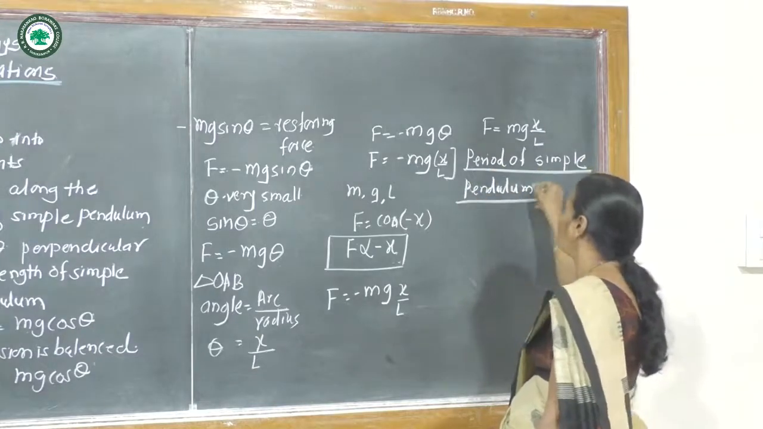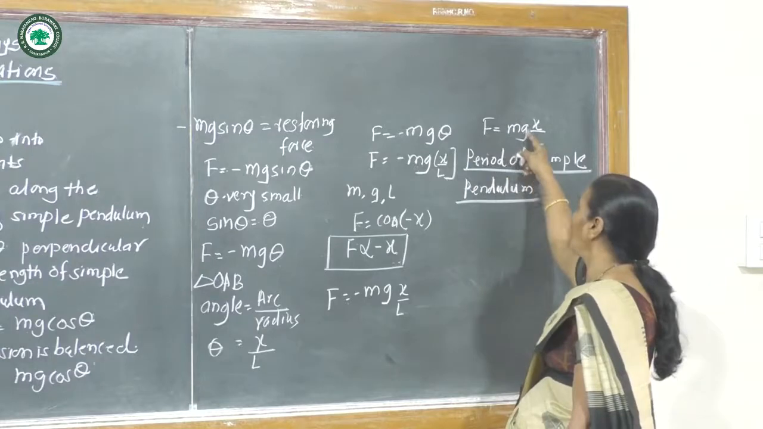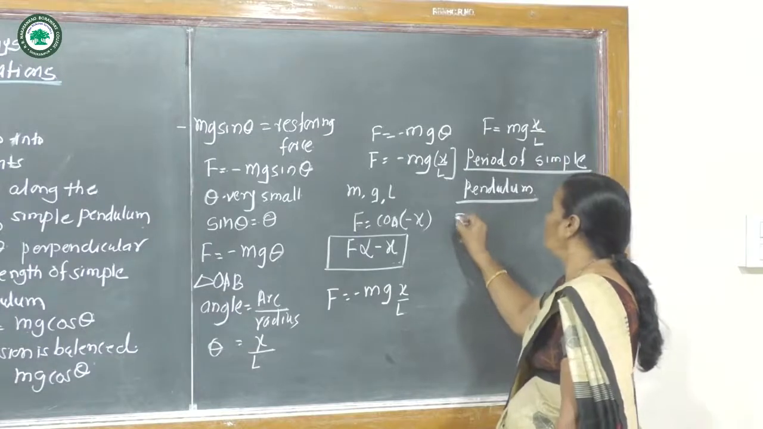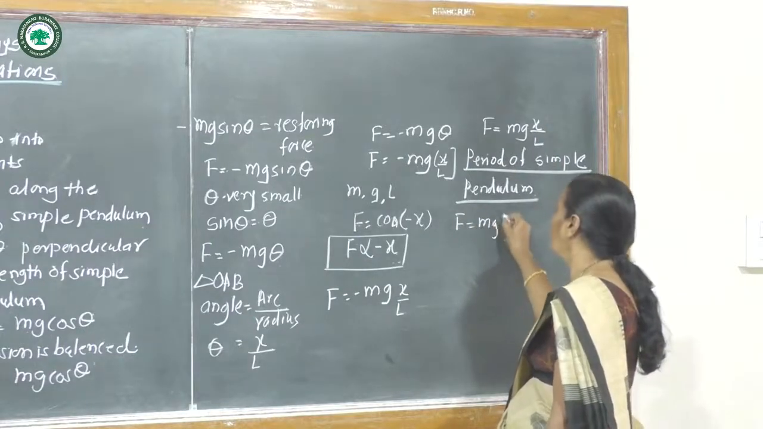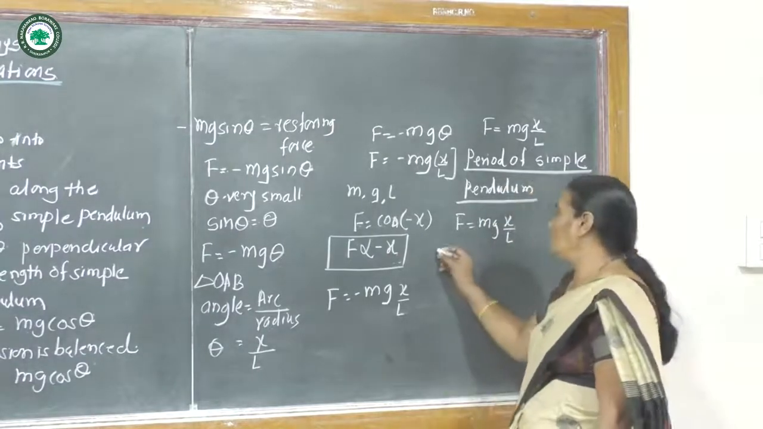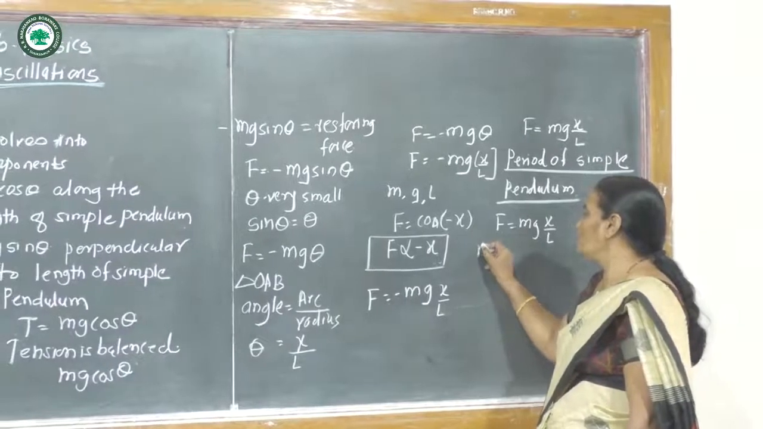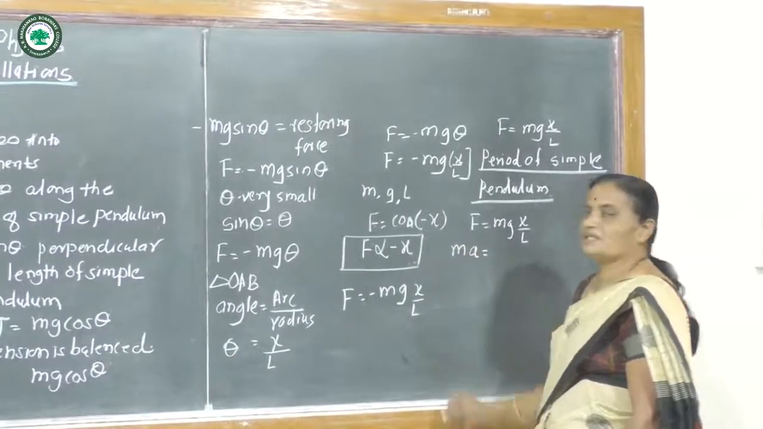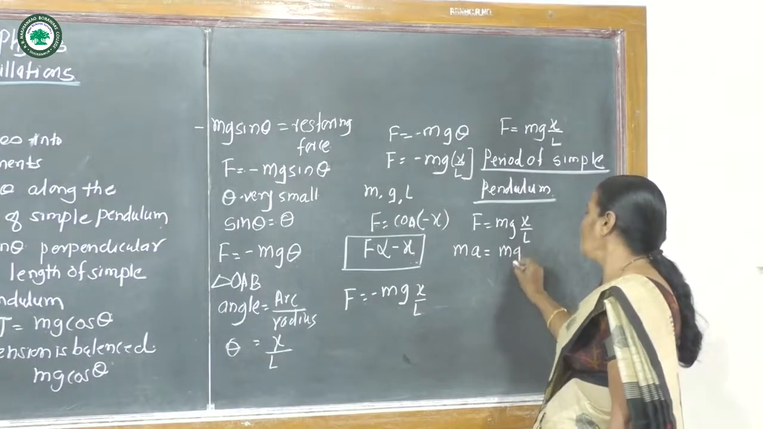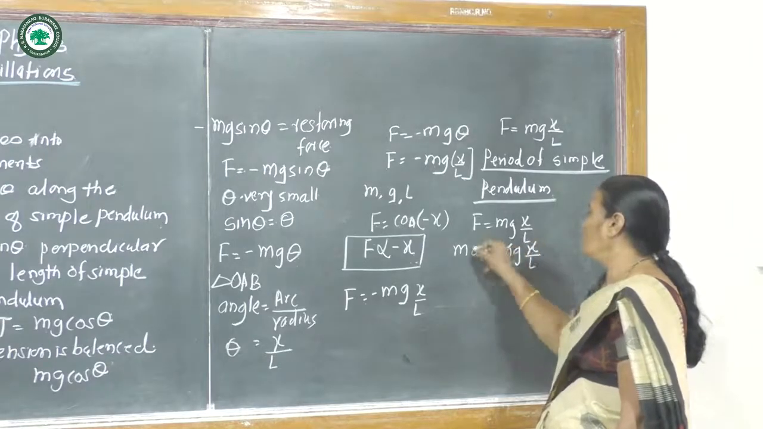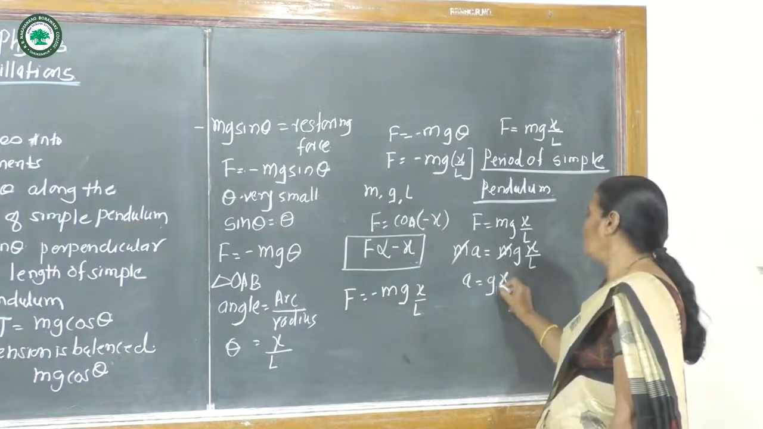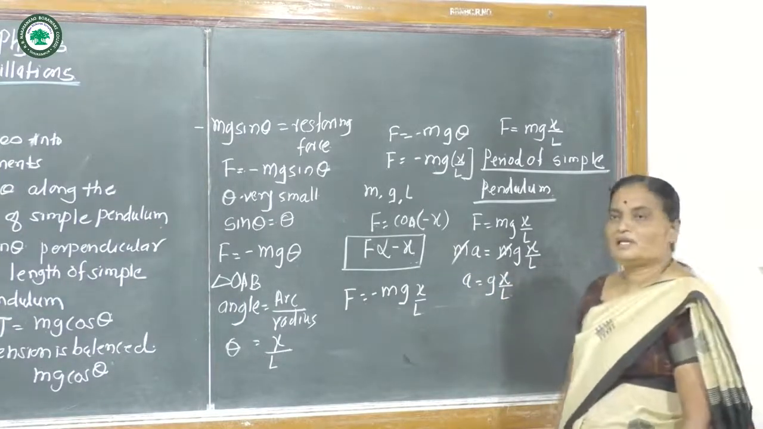Now consider this equation, that is F is equal to mg into x upon L. Now according to Newton's second law, F is equal to mass into acceleration, that is F is equal to m into a. It is equal to mg x upon L. Here m gets cancelled and we get acceleration is equal to g into x upon L.